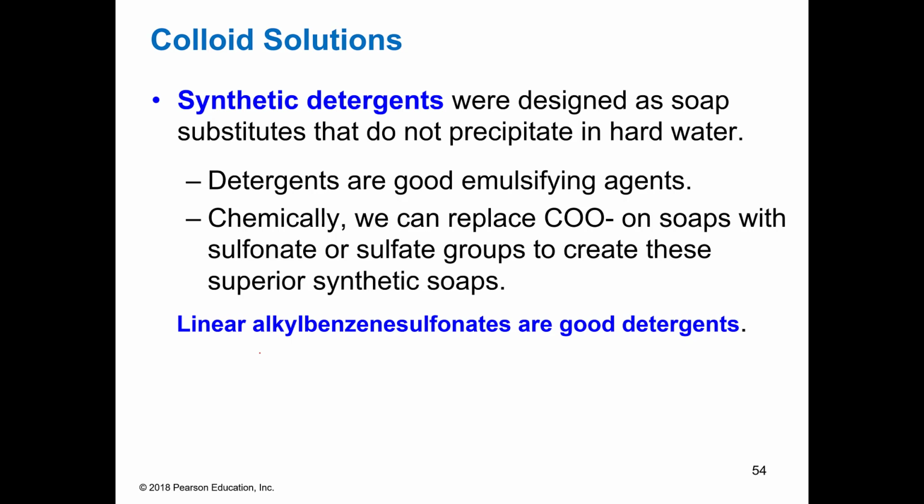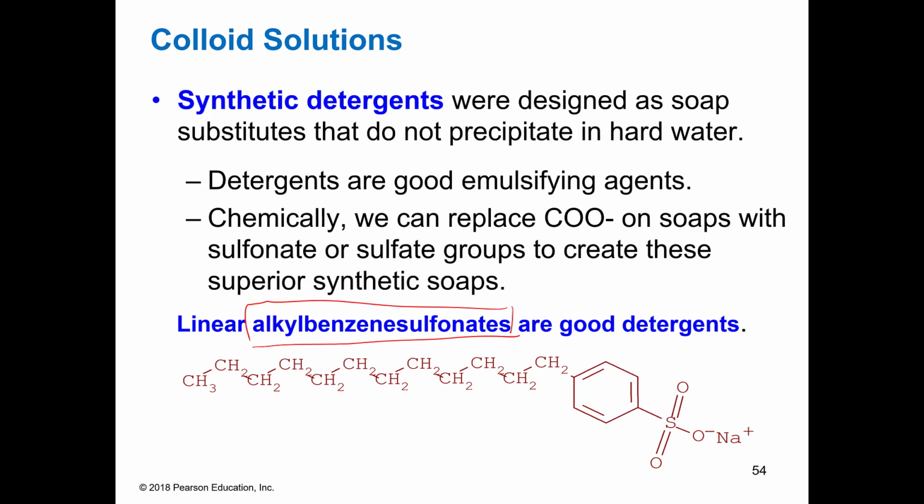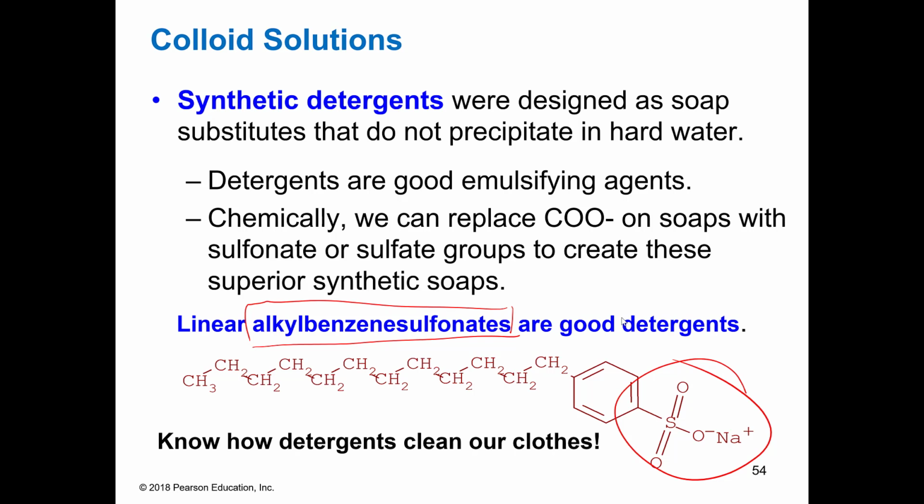One of the main types of detergents that we use in those synthetic detergents are called alkyl benzene sulfonates. They are very, very good detergents and are used quite a bit. A lot of stuff these days, they talk about not having any type of sulfur or sulfate groups in them because of the environment. So this is how you clean your clothes.